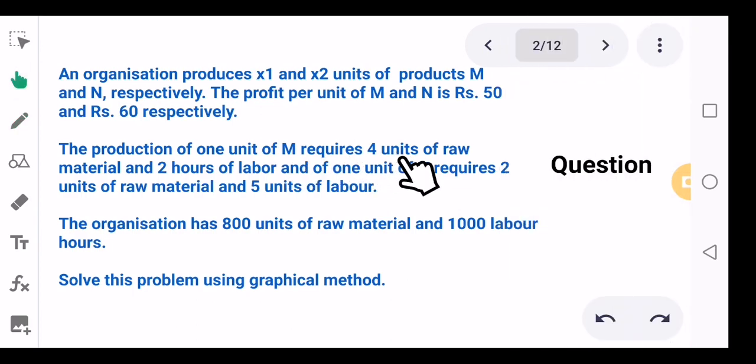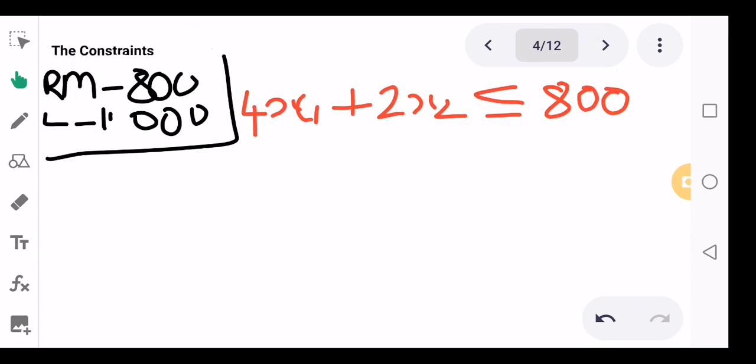Because they said that 4 units of raw material, that is C. To produce 1 unit of M, you require 4 units of raw material. To produce 1 unit of N, you require 2 units of raw material. That's how we got this equation. 4 units of raw material is required to produce M. And how many M's do we have? We have x1 M, plus 2 units of raw material is required to produce N. And how many N's do we have? We have x2 N.